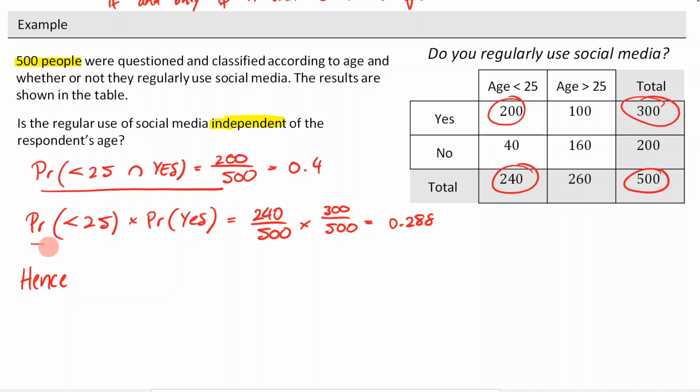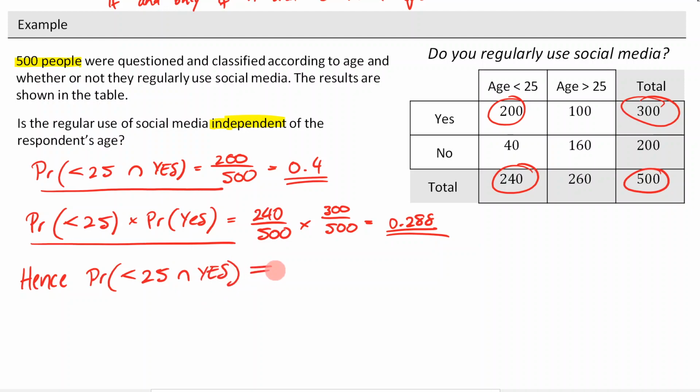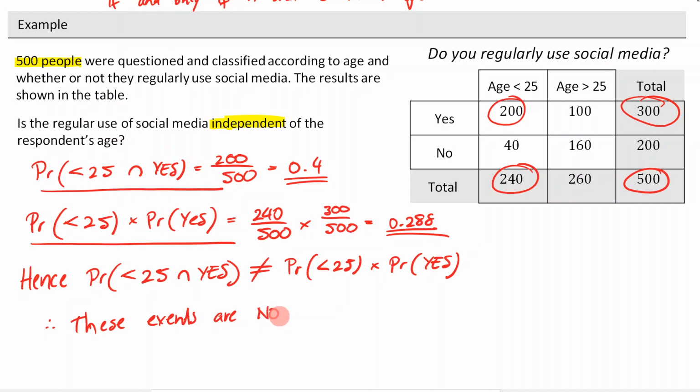So what we need to therefore realize, hence, is that this was not equal to that, because as you can see, we've got 0.4 and 0.288. So the probability of less than 25 intersection yes is not equal to the probability of under 25 times the probability of yes. Therefore, these events are not independent.